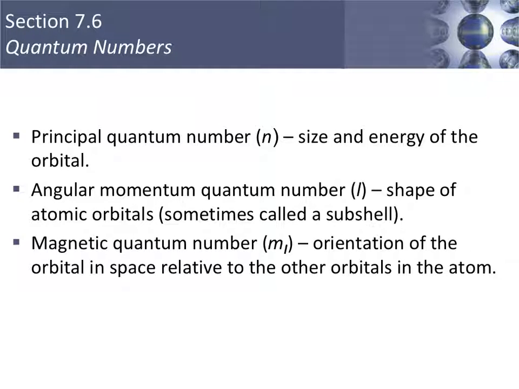You have the principal number, which is referred to as n, and that's the size and energy of the orbital. You have what is referred to as the angular momentum quantum number, L, and that is the shape, sometimes referred to as the subshell. And then you have the magnetic quantum number, and that number indicates the orientation in space of the orbital relative to other orbitals in the atom.